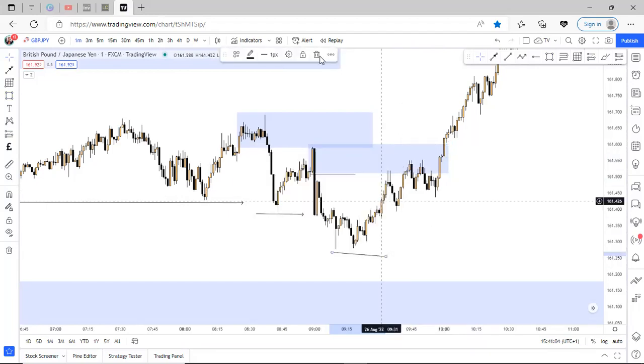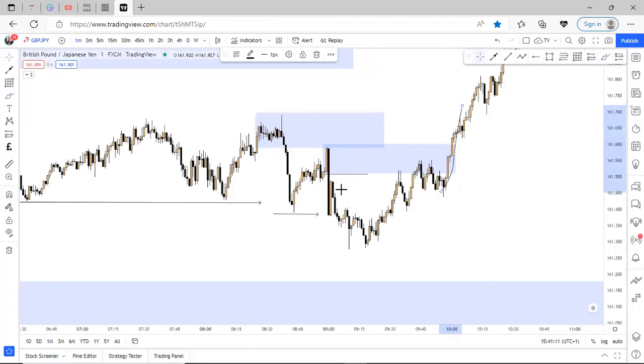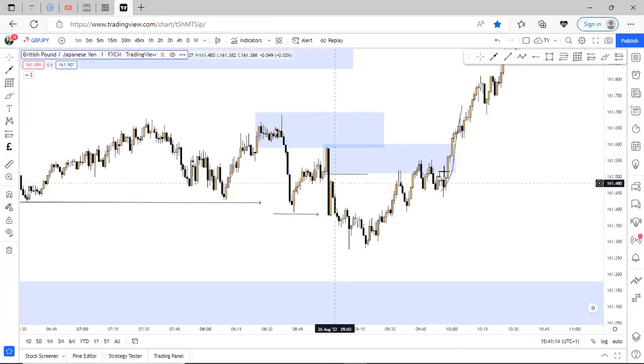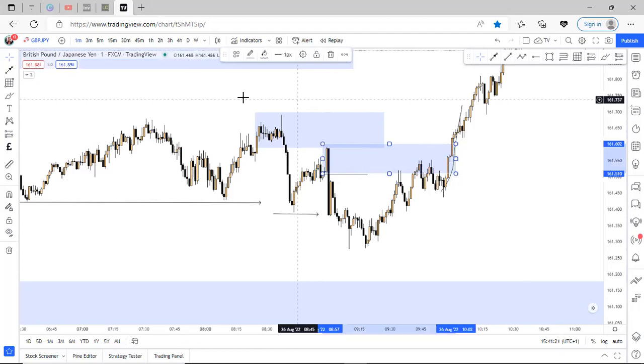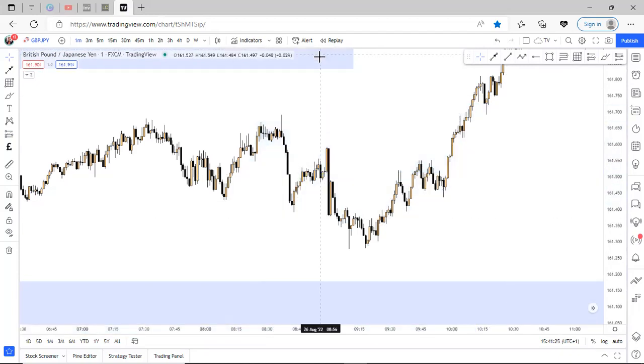And before you know it, price wicked me out. And that was where I got two losses, one from the first position I had here and another one from here. So making a total of 4 straight losses during the London session today. So EU, GU, GJ.